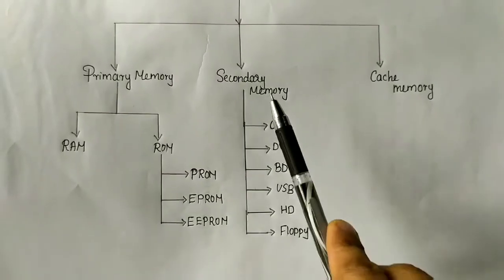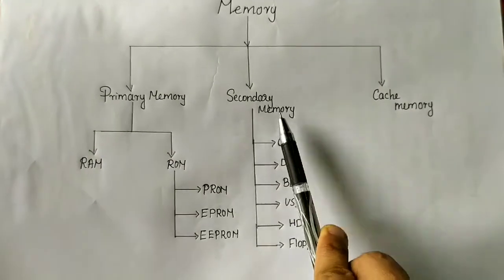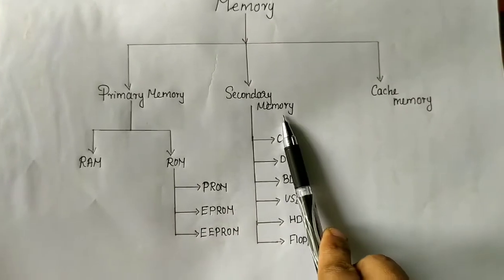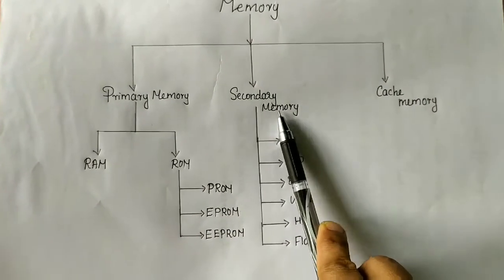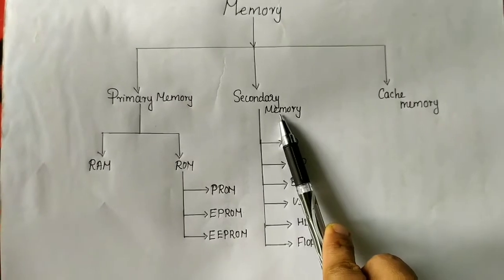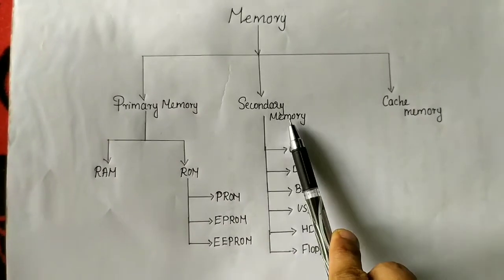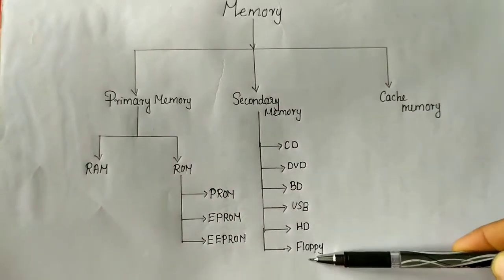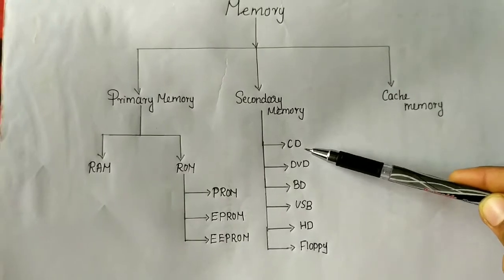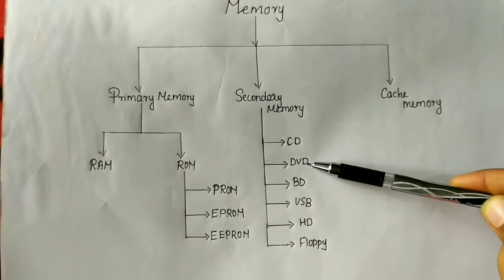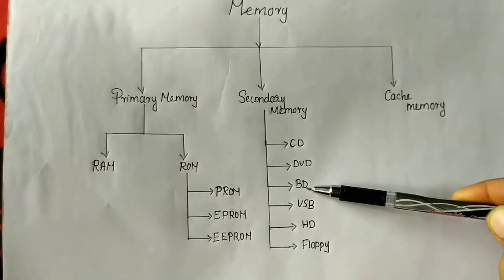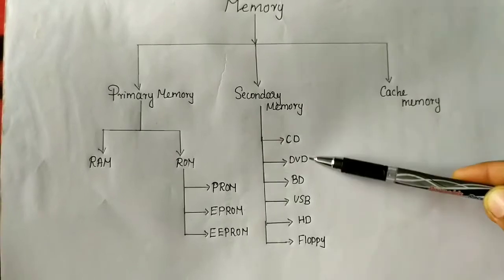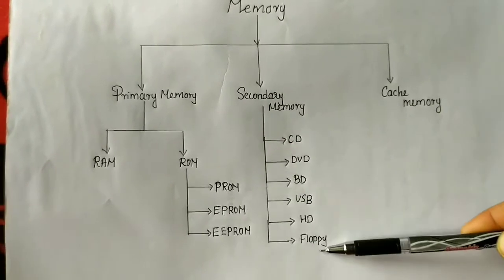Next one, secondary memory. The secondary memory is also called external memory because it resides outside the computer system. These are used for storing data permanently. These are the examples of secondary memory: CD, compact disc, digital versatile disc, DVD, Blu-ray disc, BD, pen drive or USB, hard disk, floppy and so on.